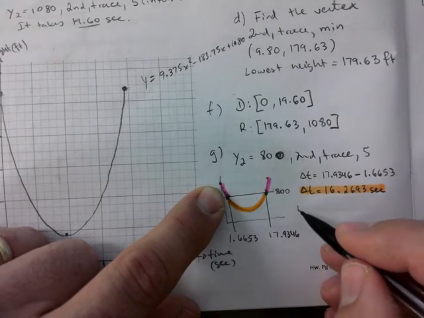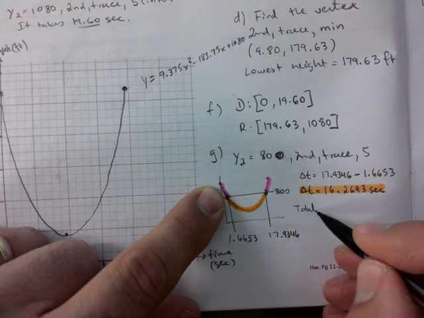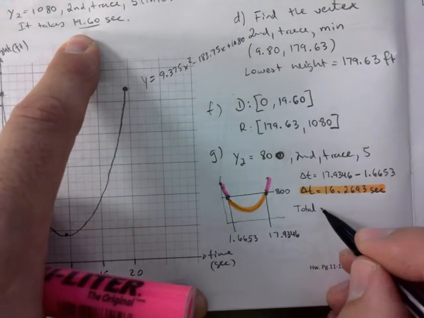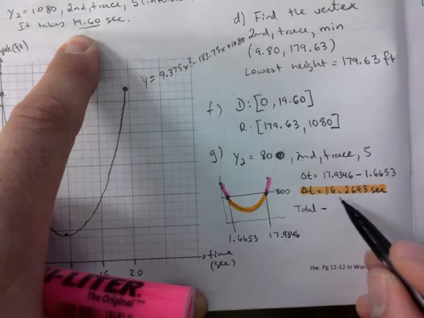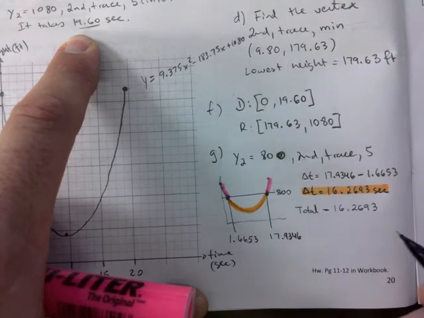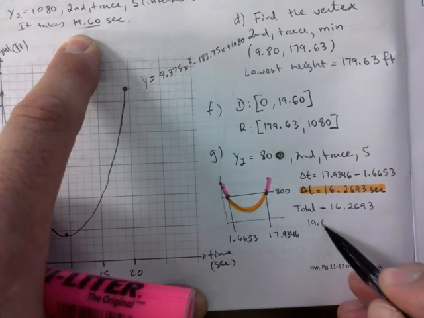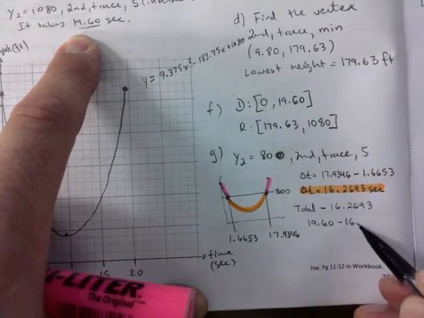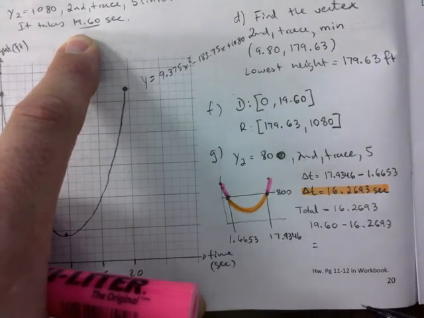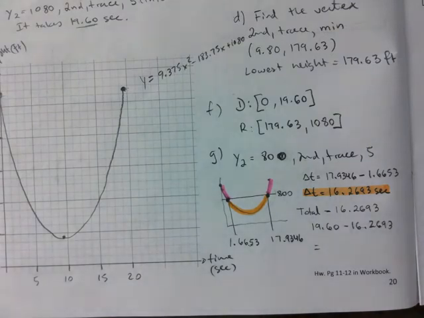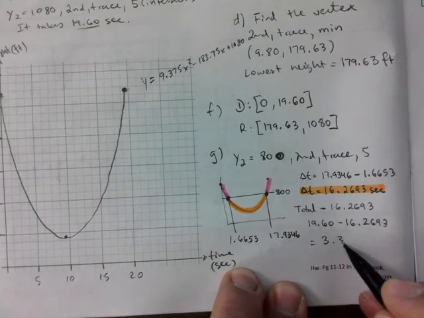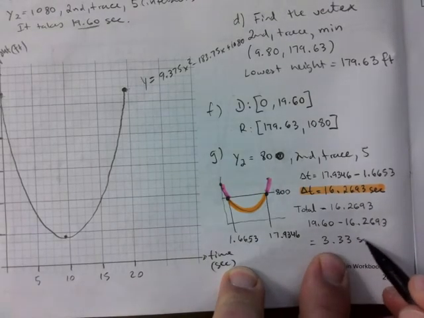We are going to go total time for the whole stunt. Remember, that's 19.60 minus the time we just found here. So 19.60 minus 16.2693. And right now your brain is probably exploding, right? Don't do this to me. It's about time to go, right? And this is 3.33 seconds.